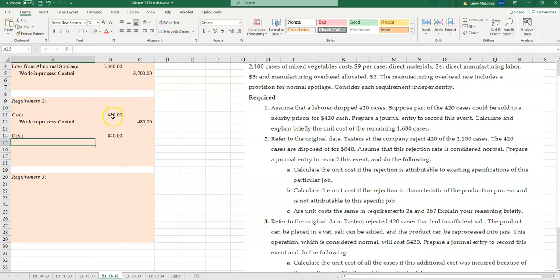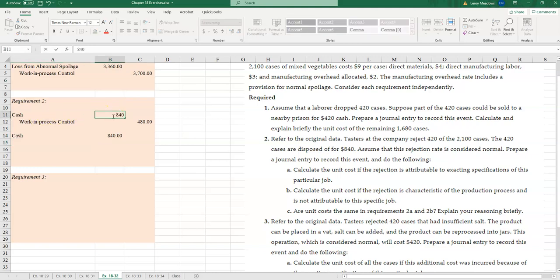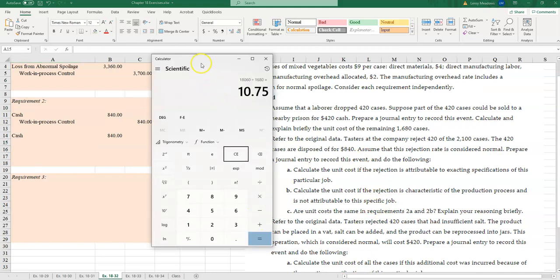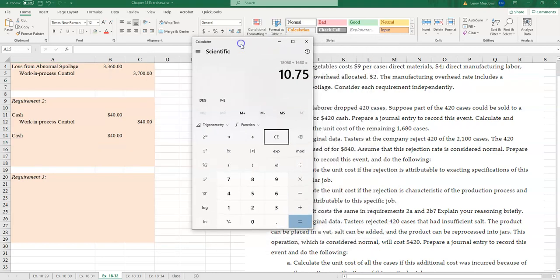And I guess I made a mistake up here. This should be $840 for requirement 2. Just notice that. Okay. So I lost 420 cases, but I was able to get back part of my money that I've invested in there.